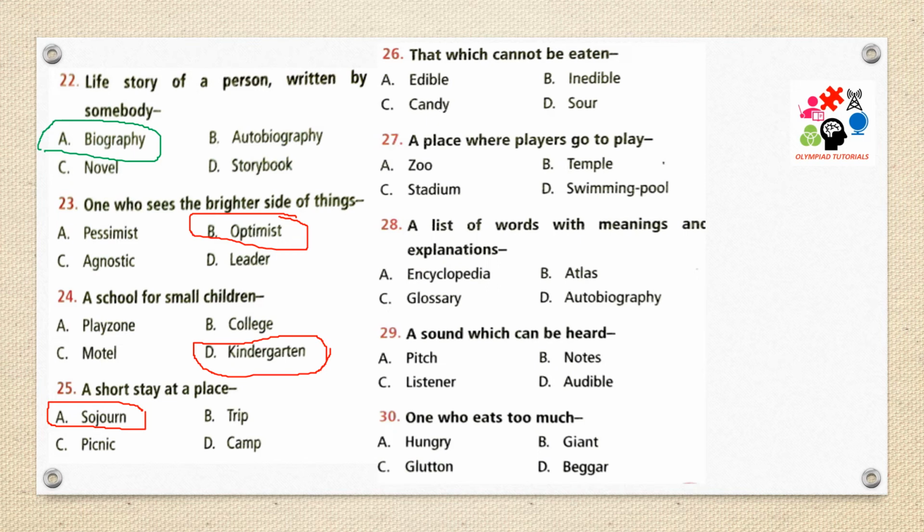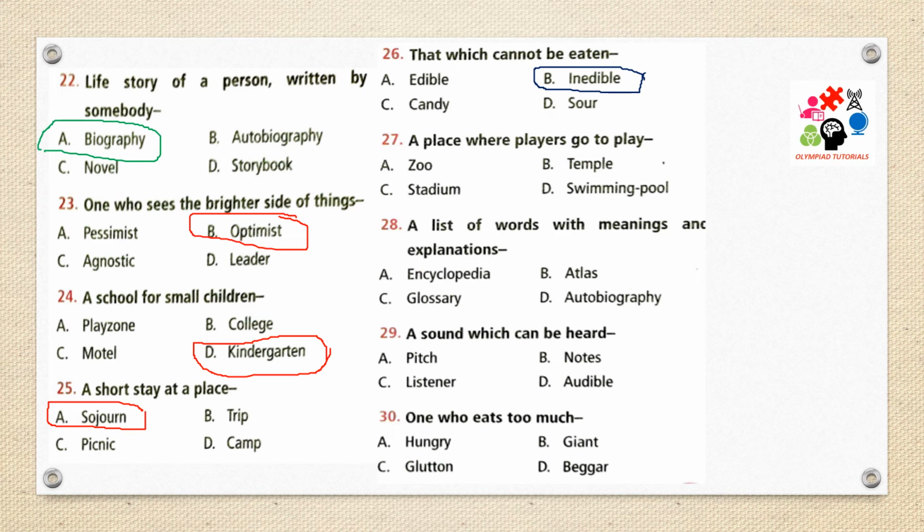Number 26: that which cannot be eaten. Options are edible, inedible, candy, sour. Now here edible means which can be eaten and inedible means the things which we cannot eat. That is called inedible. And sour is a taste and candy is which we eat, sweet candy and all.